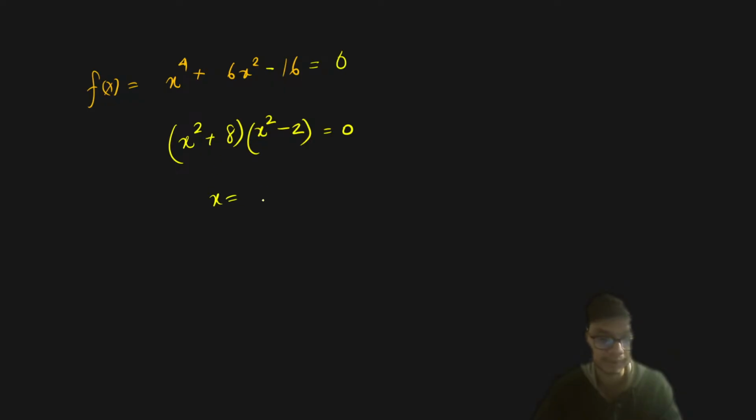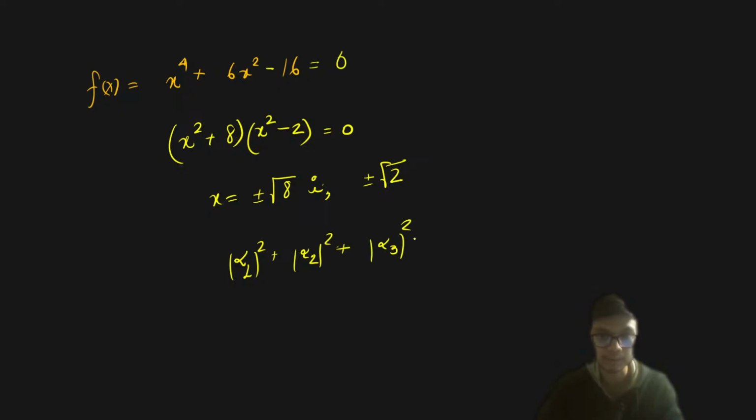So from here we get the value of x as plus or minus root 8 iota, right? And the other roots as plus or minus root 2, right? And therefore we have to find alpha 1 mod whole square plus alpha 2 mod whole square plus alpha 3 mod whole square plus alpha 4 mod whole square.